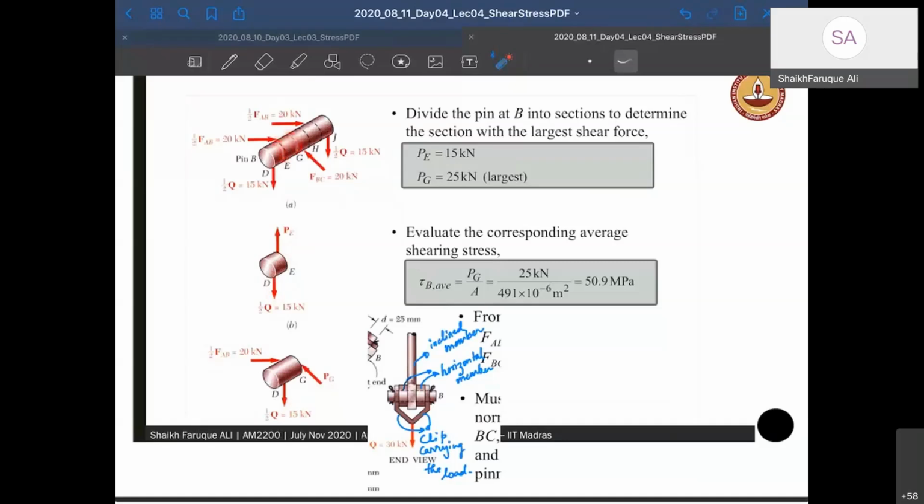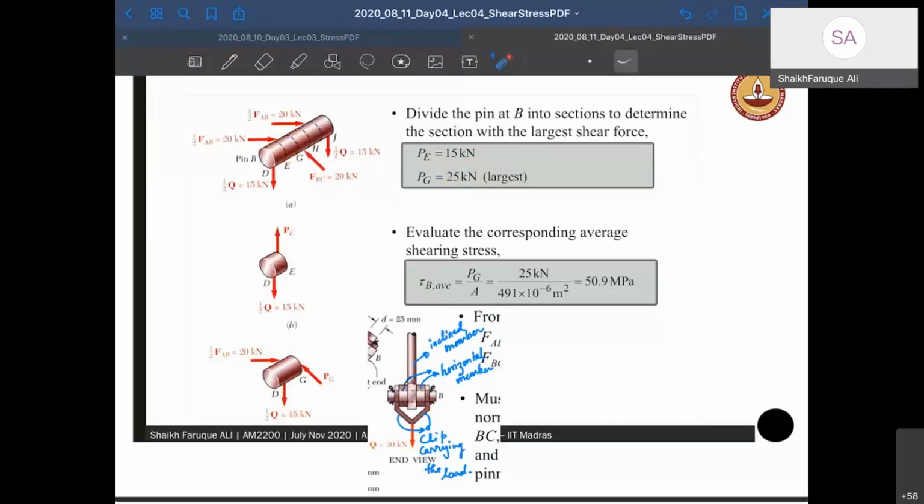So let us take a section here like this. If I take a section here, there is a 15 kilonewton that is acting downward. There is a 20 kilonewton that is acting this way. So there has to be some force that will balance these two, right? That will act here. So you take the component of these two forces and what you get is 25 kilonewton. Now that 25 kilonewton is more than this 15 kilonewton. Therefore, 25 kilonewton is the highest force that is acting here.